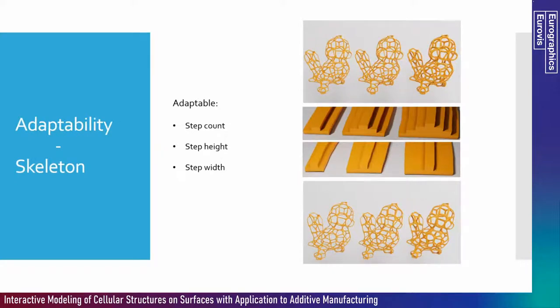To adapt to different stability requirements, we adjust the skeleton and shell generation. One can fine-tune step height, width and count in order to minimize material cost while keeping the required stability. You can see different step counts in the upper image and different layer widths in the lower image.